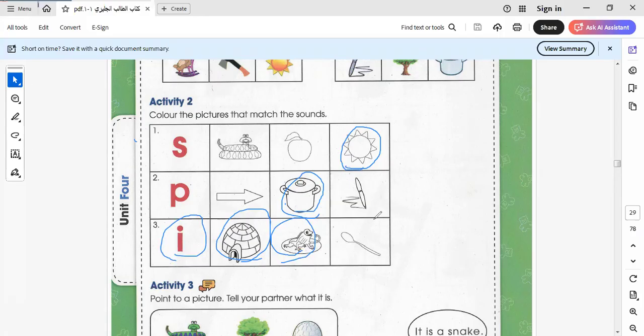Here is put and pin. Here we have put and pin. Okay, and here is snake. So here we have snake and sun, the same letter S. Pin and pot. Here we have igloo and iguana, all related to letter I. Let's continue the rest of the exercise.